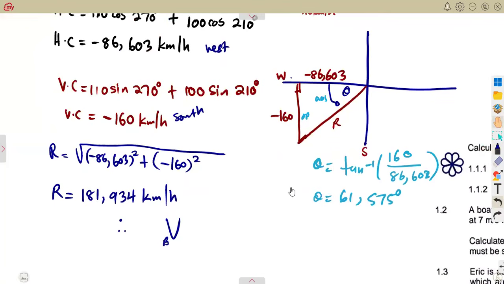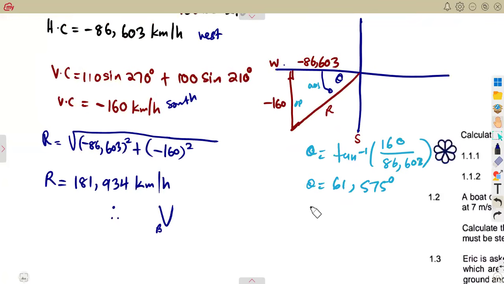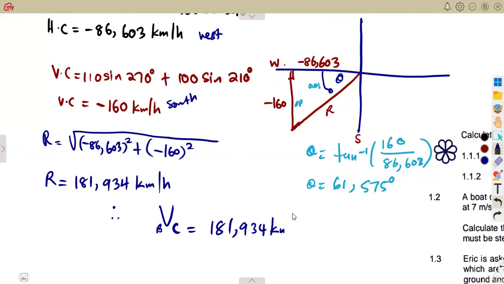Not A, but C. This is C, all right. So that is C, going to be 181,934 kilometers per hour. That's our velocity, we're done. But this is at what? From west to south, that is west 61,575 degrees going to the south.